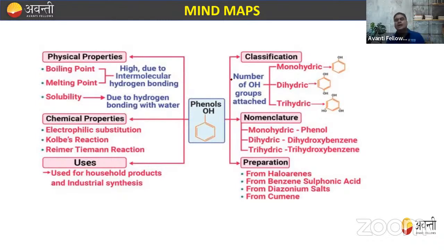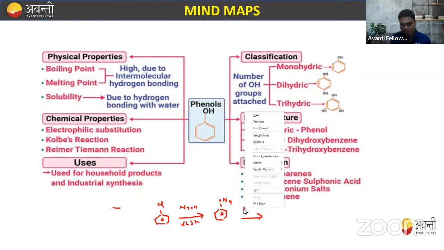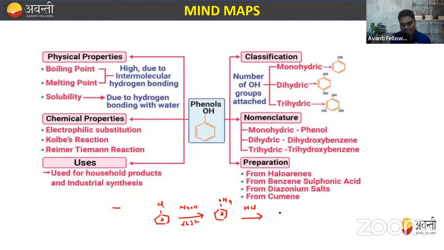So basically, preparation of phenol now from the haloarene. How will you prepare from the haloarene, beta? We know that through the Dow process, right? Whenever chlorobenzene is treated with NaOH at 623 Kelvin, then what will form? They will form nothing but sodium phenoxide, which on acidic hydrolysis, that is with HCl, will give phenol. So this is the first method, from haloarenes, by the Dow process.